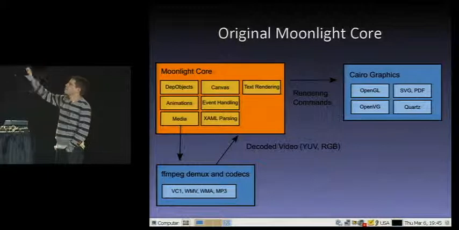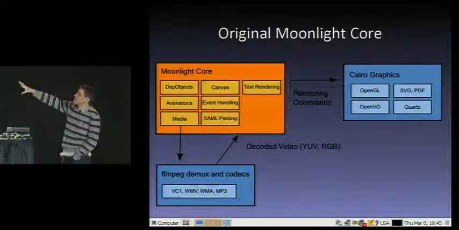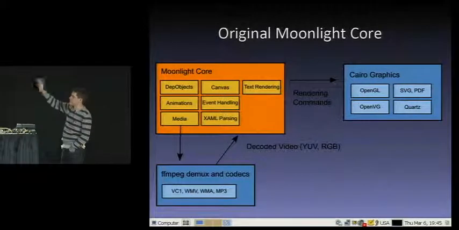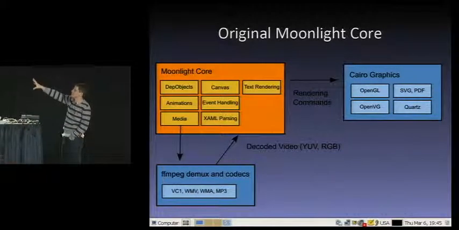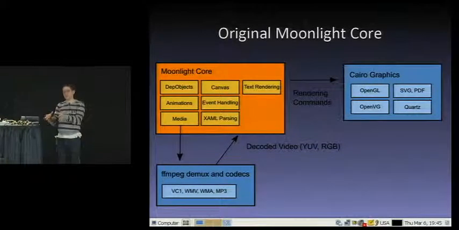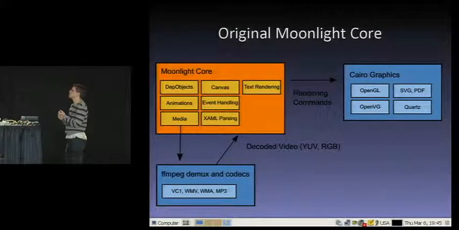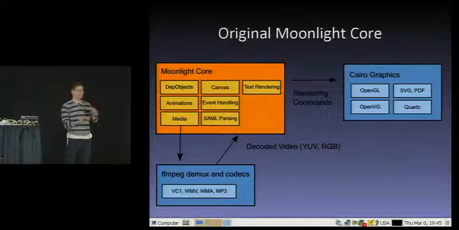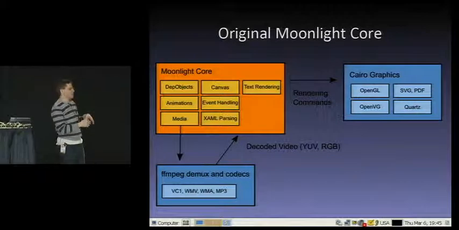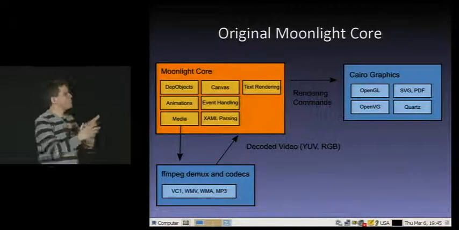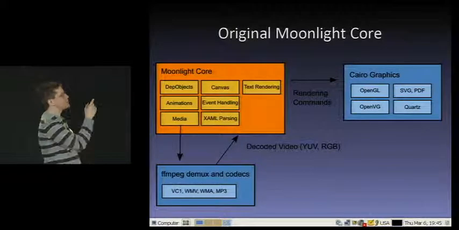So this is what Moonlight originally looked like. We had the Moonlight core, which contains all of that junk that makes up Silverlight today: text rendering, canvas, event handling, XAML parsing, media animations, and dependency objects. And we actually don't do the actual rendering. We send high-level commands to a library on Linux called Cairo. Cairo is very interesting because you send these high-level commands, kind of PDF-like commands, the same ones that XAML takes. So you send stuff like lines and strokes and ellipses and paths and clipping, and it will do the work for you.